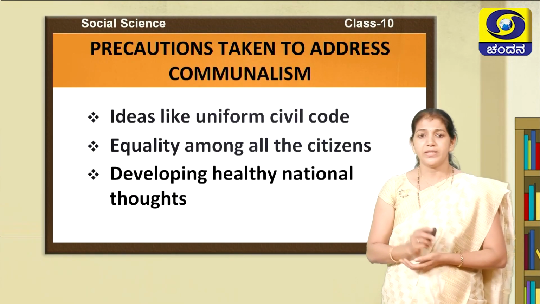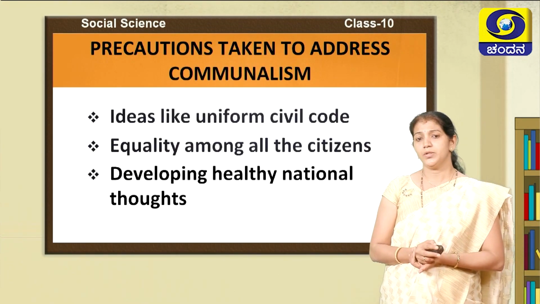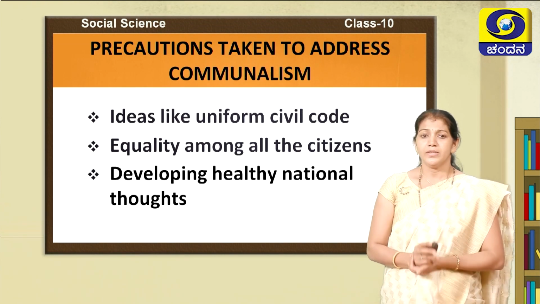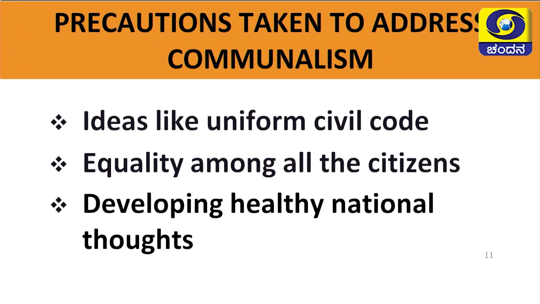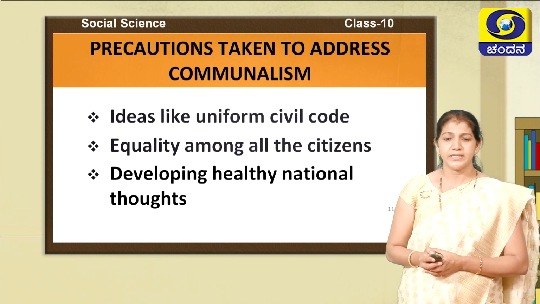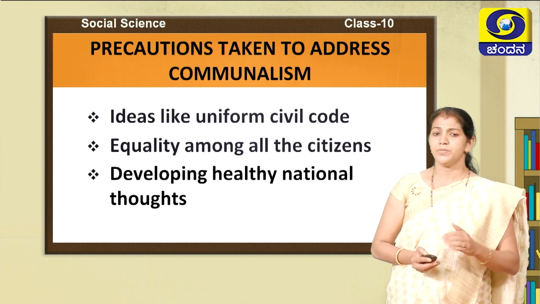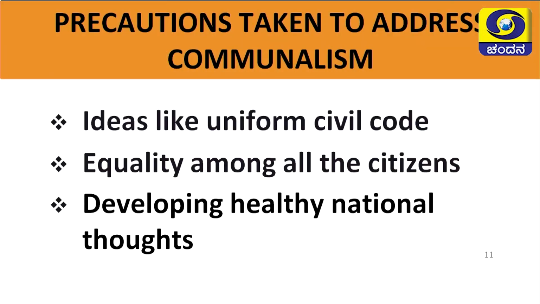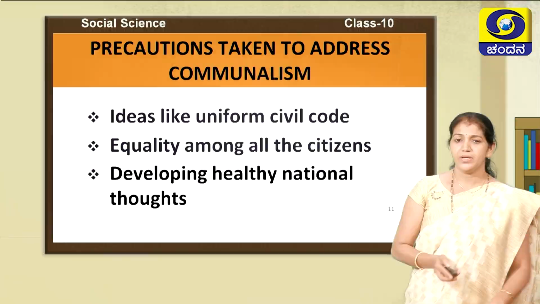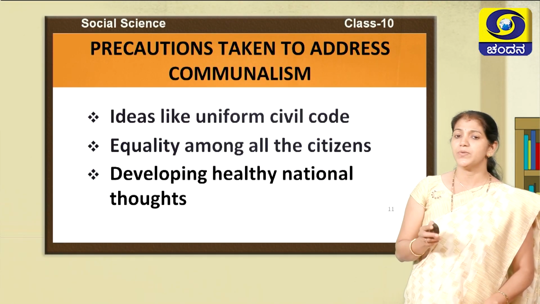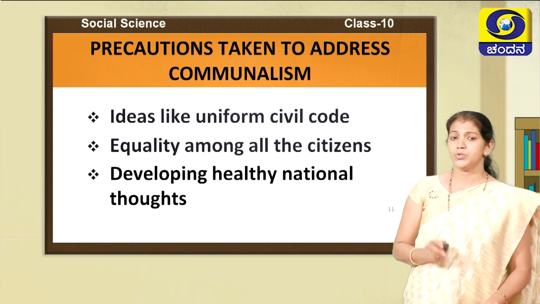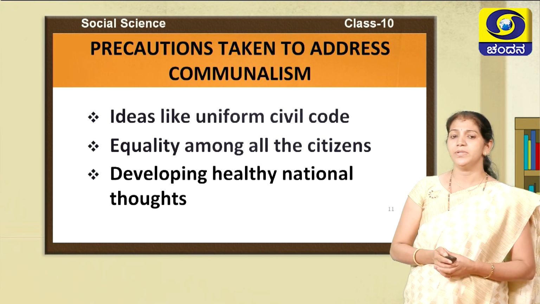How to avoid this communalism? What are the precautionary methods to avoid communalism? The central and state governments have taken many precautionary methods. First of all, ideas like a uniform civil code, equality among all citizens, and developing healthy national thought reduce communalism in society. The Indian Constitution also provides for a uniform civil code, which provides equal justice for the people of India. So it reduces communalism in society.